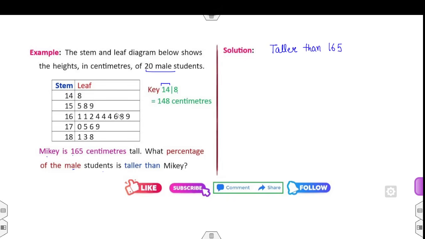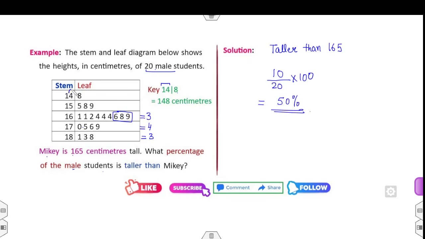165. So if you look at that, these are taller than Milky, 3. In the first case say 3. Another is my 4. These are my 3. So how many is that? 6 plus 4, 10. So percentage of the items, 10 divided by 20 multiplied by 100. So that will be 50%, the right answer.